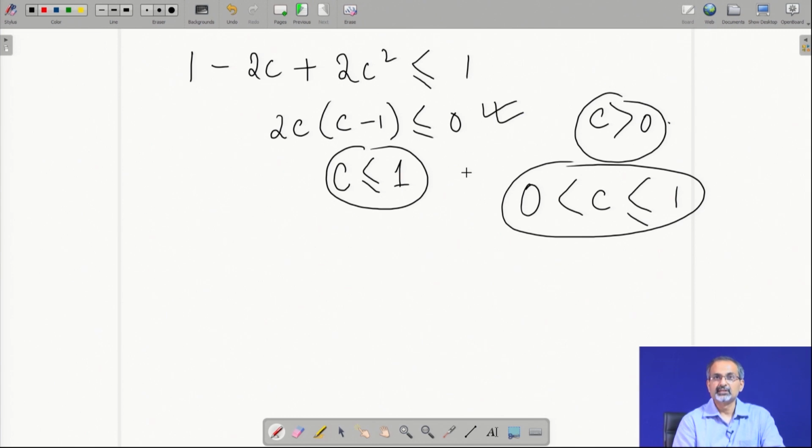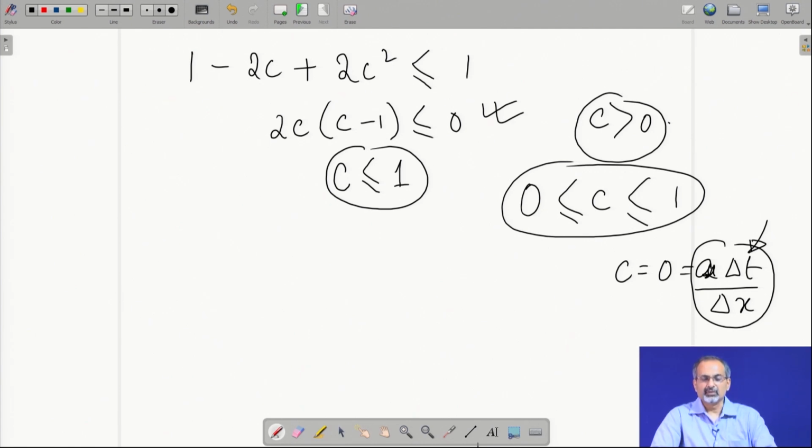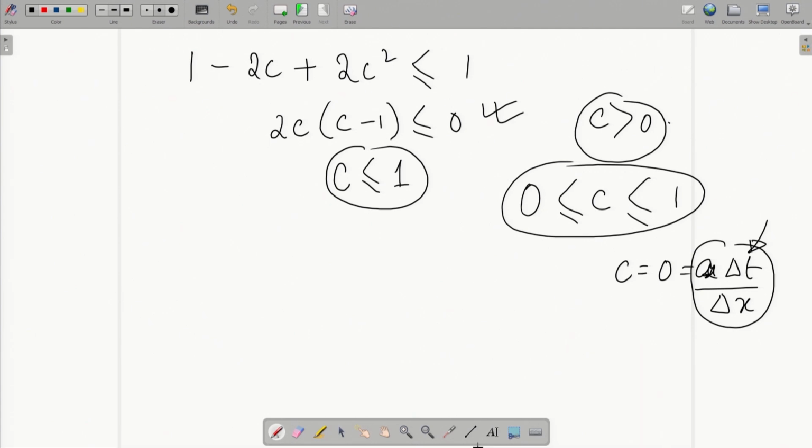Of course, even if c is equal to 0, it would end up satisfying, but then c equal to 0 means delta t by delta x is equal to 0, which means either the wave is a stationary wave, you do not have a moving wave problem, or your time step is limiting to 0. That means you are not marching in time. So, either way it does not give you a meaningful physical situation.